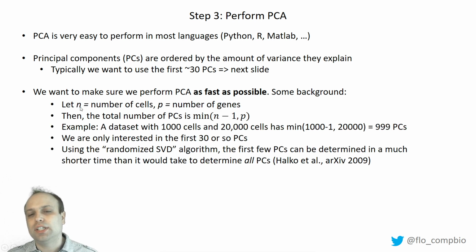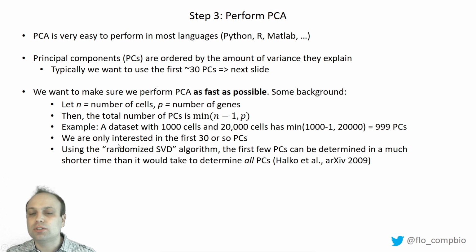Let n be the number of cells and p the number of genes in your data. Then the total number of principal components that you can get is the minimum of n minus 1 and p. So if a data set has 1,000 cells and 20,000 genes, then the number of principal components is 999. It doesn't have 20,000 principal components, it has 1,000 minus 1. But we're not interested in 999 principal components. We're only interested in maybe the first 30 or so.